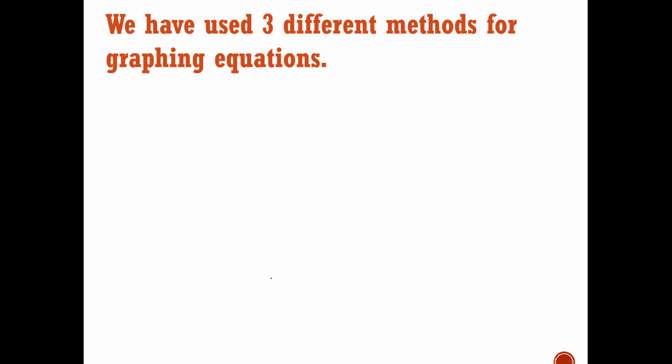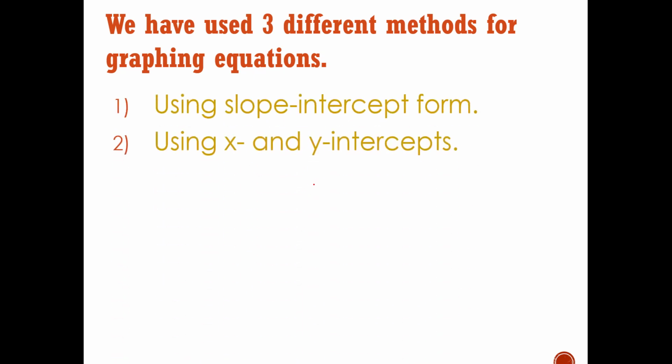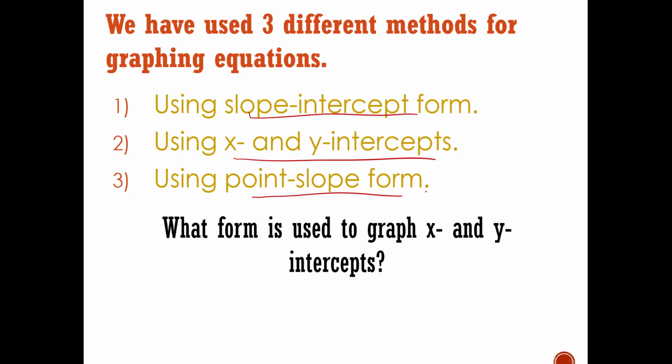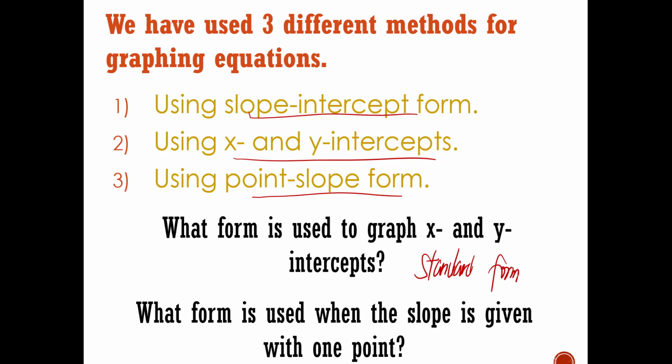And then let's just take a look at the big picture. We have used three different methods for graphing equations: slope intercept form, XY intercepts, and then the point slope form, different forms. Which form is used to graph XY intercepts? Standard form. That's the standard form. Which form is used when slope is given at one point? Then it will be point slope form.